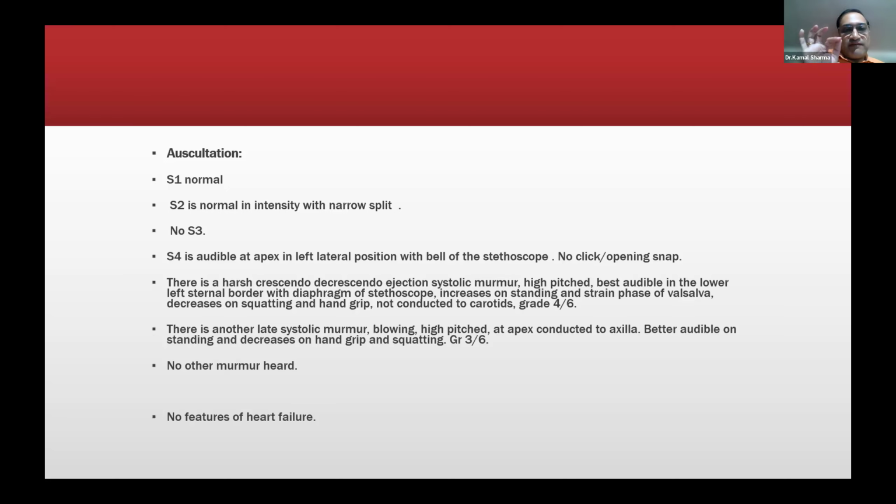So phase 1, you have what? What happens to pulse and BP? Phase 2, what happens to pulse and BP? Phase 3, what happens to pulse? Phase 1, there is an increase in the blood pressure.